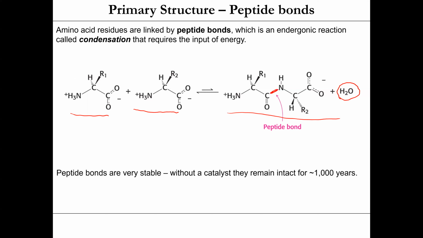Peptide bonds are very stable. Without a catalyst, they'll remain intact for 1,000 years. So you can see that these peptide linkages cause very stable assembly of amino acids into polypeptide chains that are linked by this peptide bond right here.